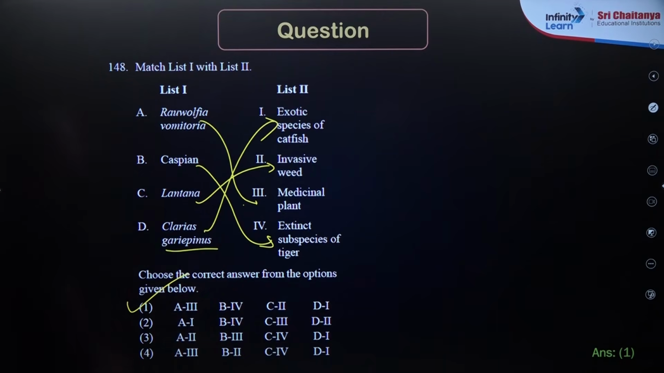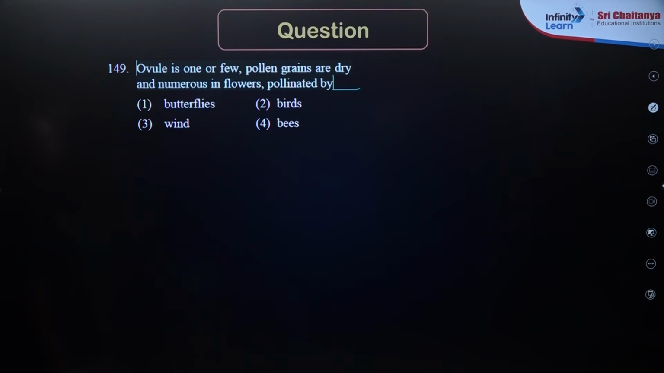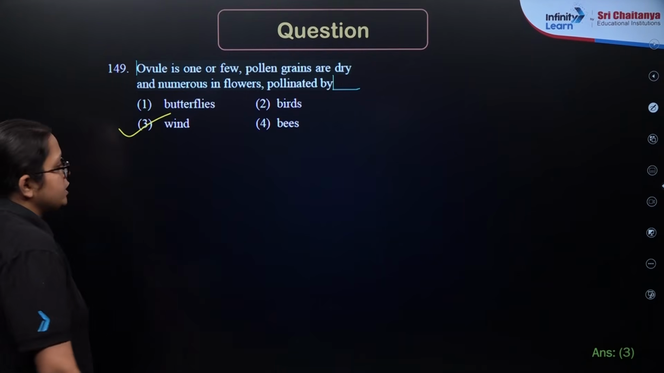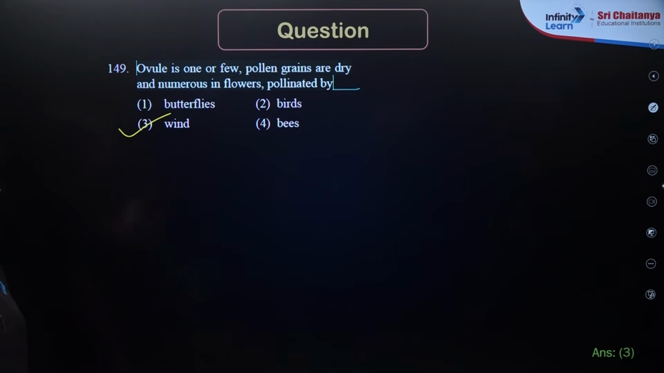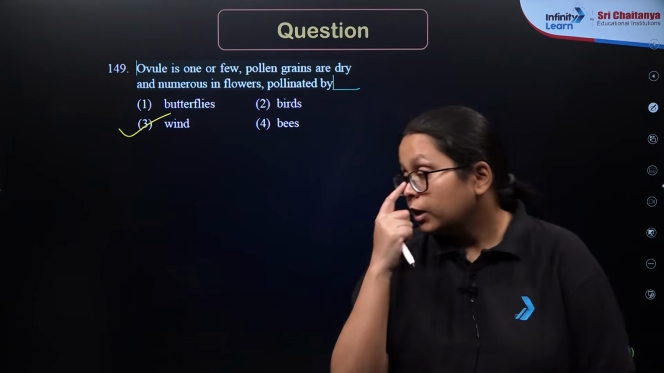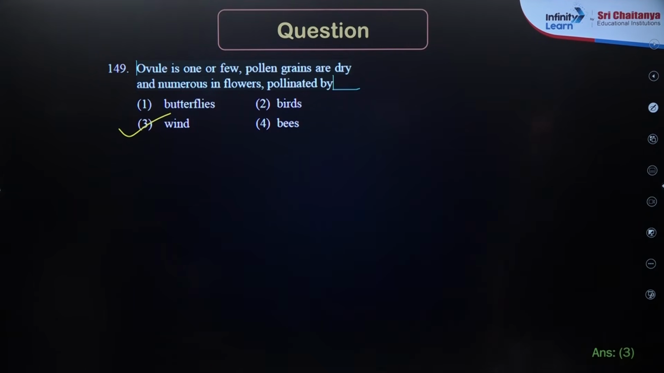First combination is correct. Next, ovule is one or few. Pollen grains are dry and numerous in flowers pollinated by wind. In wind pollinated plants or flowers, ovules is one or very few, and the pollen grains are very dry, they are very large in number. Okay, they are non-sticky basically.